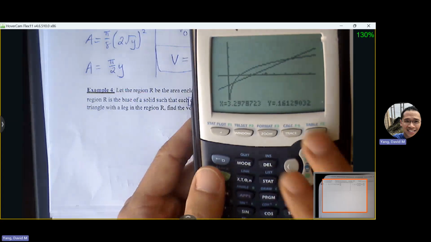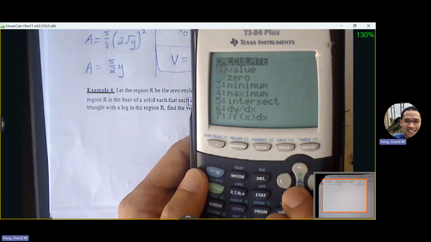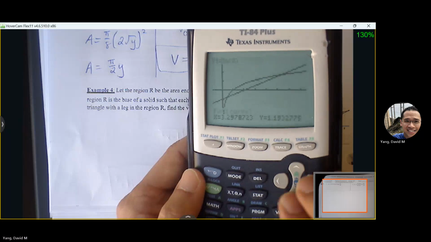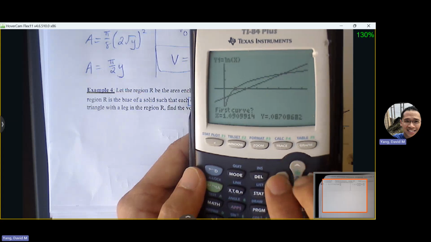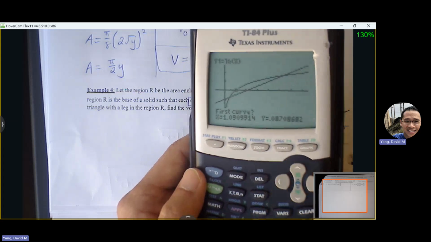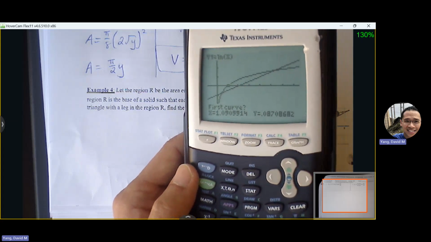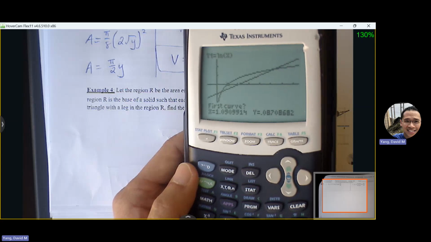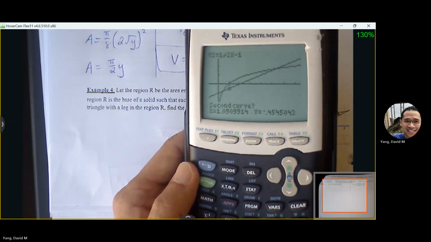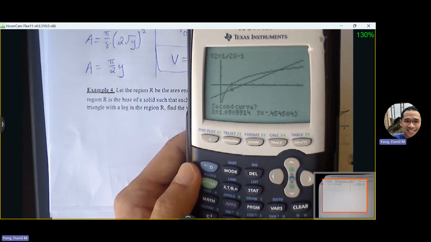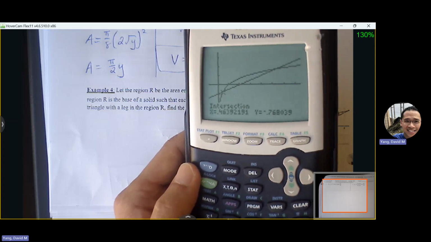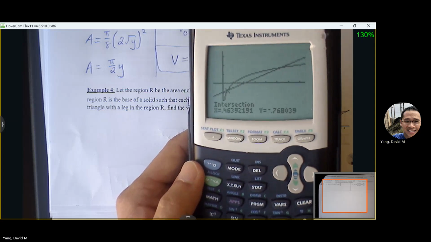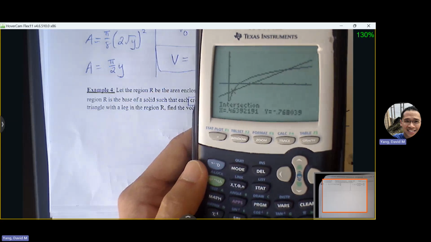Okay, so now I'm going to use my intersect feature, second trace 5. I'm going to pick a point close to my left intersection, but don't put your cursor on the intersection. Put it near. The calculator just needs to know that you're looking for the intersection between these two curves. Hit enter again. It should find that intersection for you. So 0.463 or 0.464.